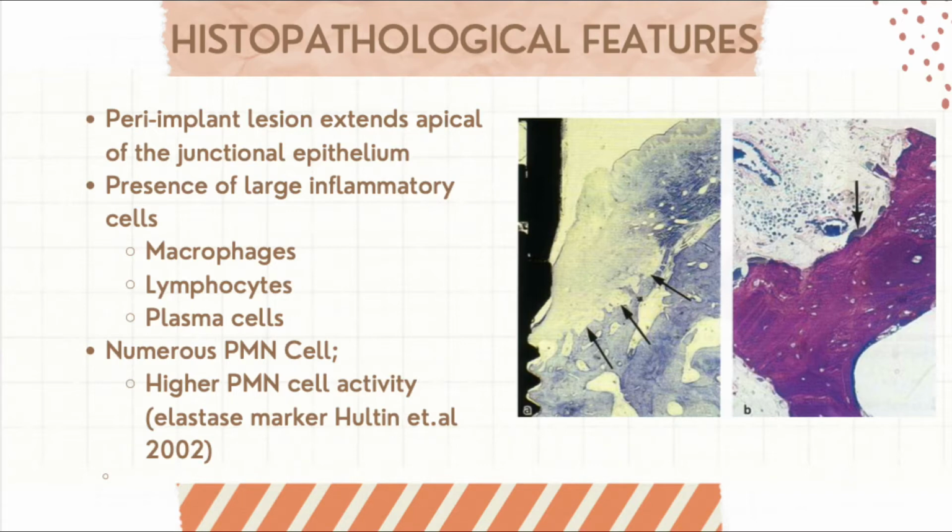In addition, the case study of Berglund et al. in 2003 is actually in agreement with the observation in the case study of Hultin et al. in 2002, wherein the elastase marker indicating the PMN cells was found in a larger number of cells in the central portions of the infiltrate. What does this mean? It indicates a high PMN cell activity at sites with periimplantitis.